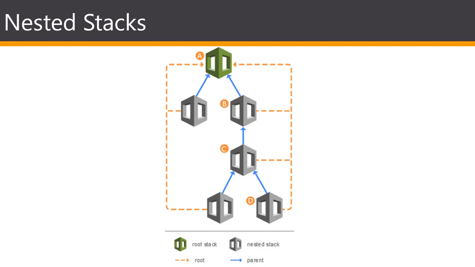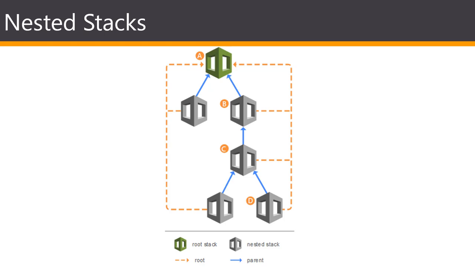And then it goes on down. So for example, for stack D, C would be the parent, and so on. Now, it's recommended that you use nested stacks to declare common components. But keep in mind that certain stack operations, such as any updates, should be initiated from the root stack rather than performed directly on the nested stacks. So it's always good practice.